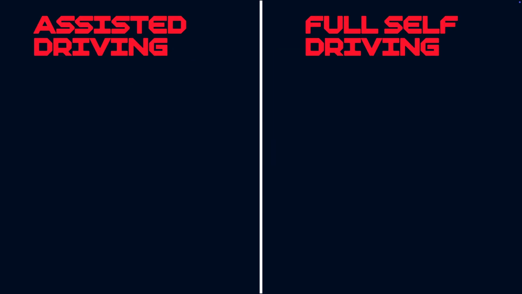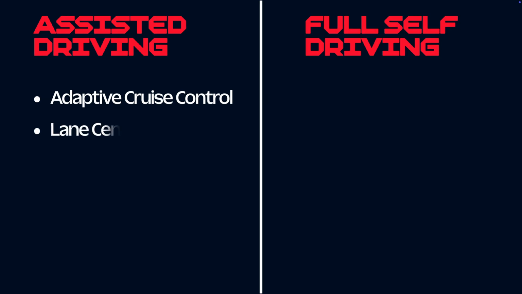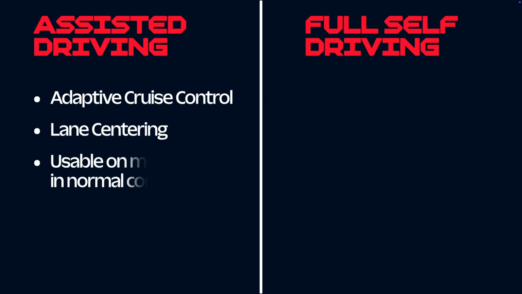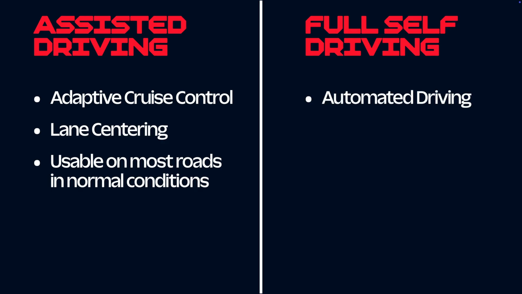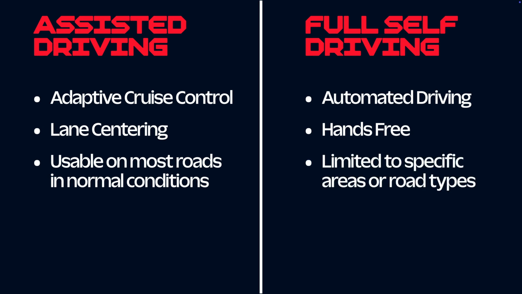Well, I'm going to explain that through a car analogy. Assisted driving are things like adaptive cruise control and lane centering. These are usable on most roads in normal conditions. Contrast that to full self-driving, which is automated driving, often hands-free, and limited to specific areas or road types.